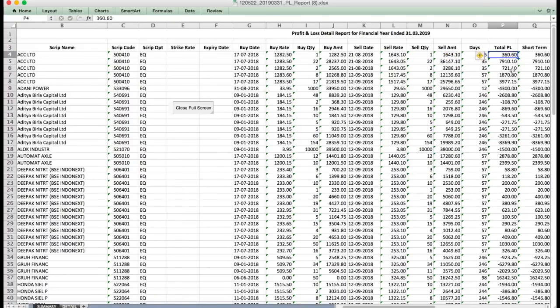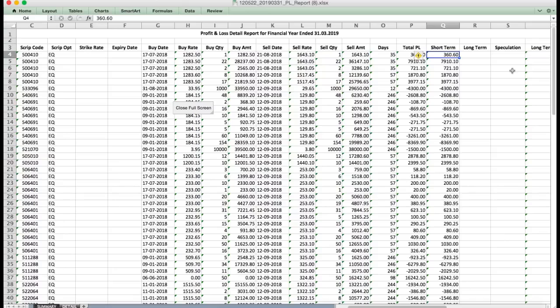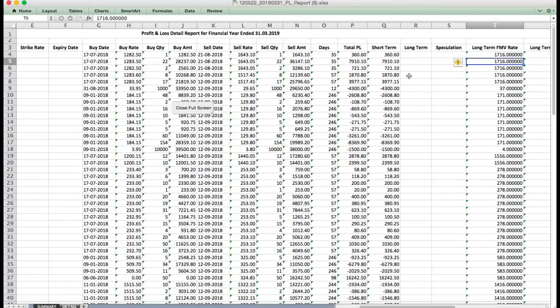Next will be total profit and loss, and the next column will be short term. If you have done the trades below the 365 days period, it will show in the short term profit and loss, and if the days exceed 365 days, then it will show the profit and loss in the long term. So taxation will be accordingly on the short term and long term. You can check that from here itself.